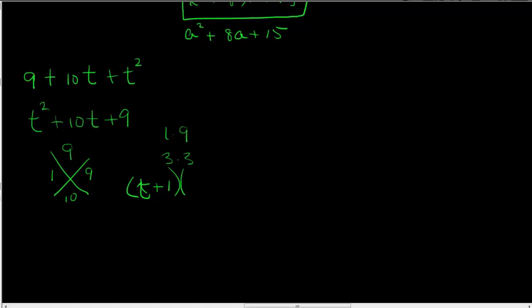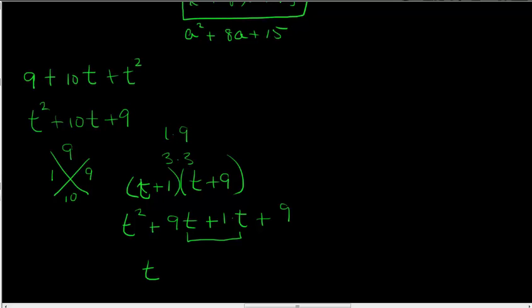So here we can actually go right into it and go t plus 1 and t plus 9. Again, multiplying back, we can go t times t is t squared, and then t times 9 would be 9t, and 1 times t, and then of course 1 times 9 is 9. Combining like terms gives us t squared plus 9 and 1 is 10t, and positive 9, and of course this checks. So the factors are t plus 1, t plus 9.